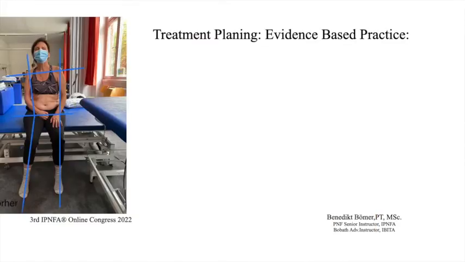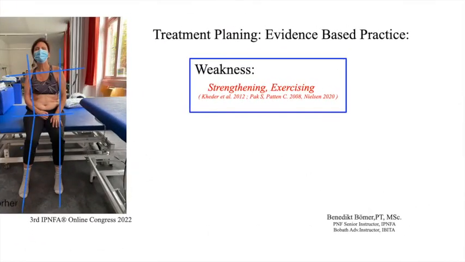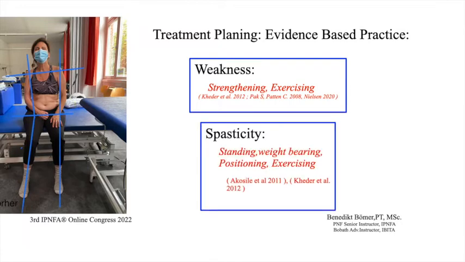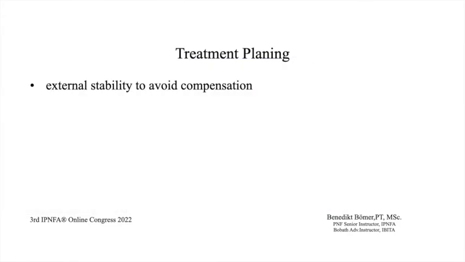Now to the treatment planning. Shortly, we're looking at what we find in evidence-based practice. For weakness, if you're looking in the publication, they said strengthening and exercising, but it's not described what kind of exercises. Then, for spasticity: standing, weight bearing, positioning, and also exercising. That means, as a summary for my treatment planning, I have to provide external stability to avoid compensation, so that the patient is able to process proprioceptive stimuli, and for my patient, especially at the heel.